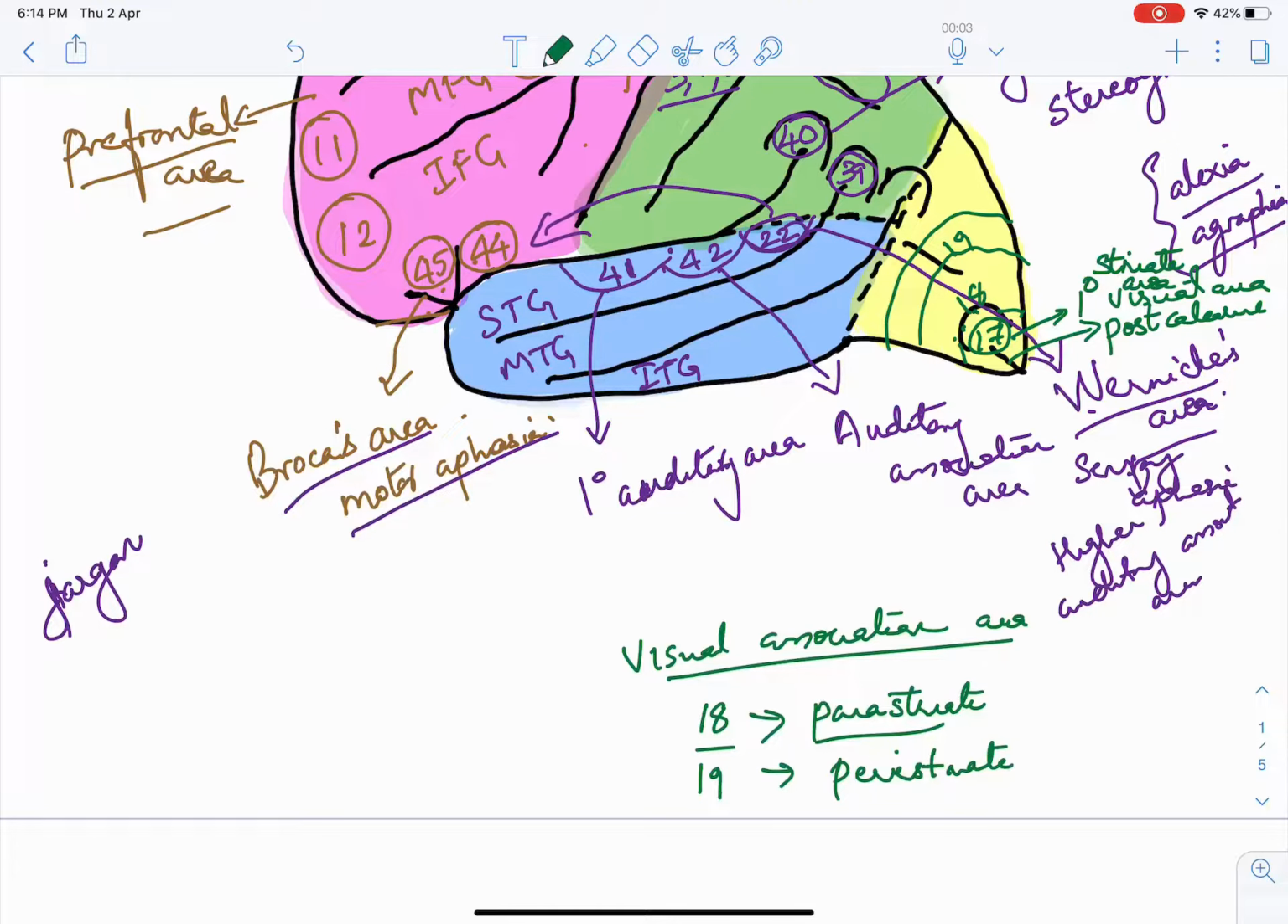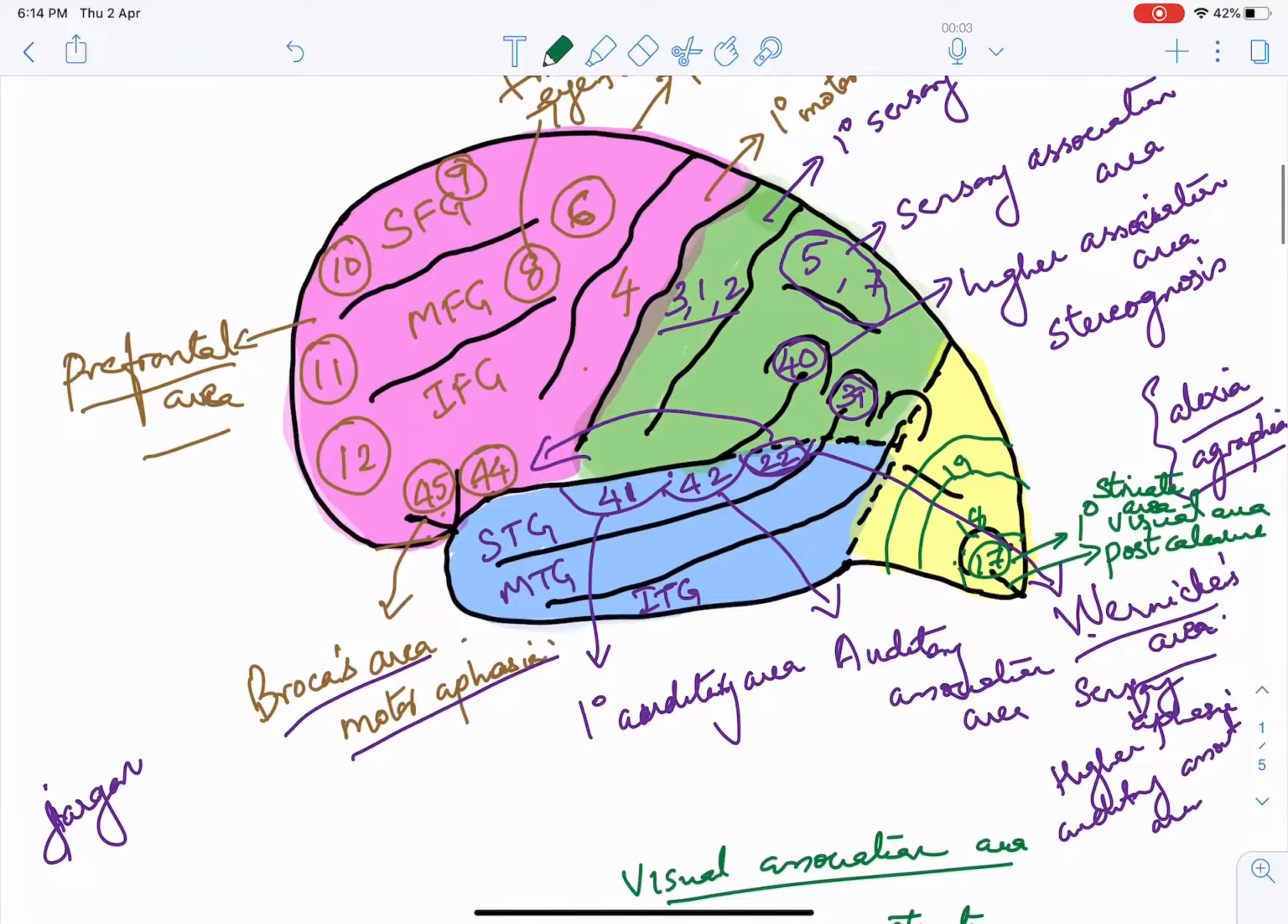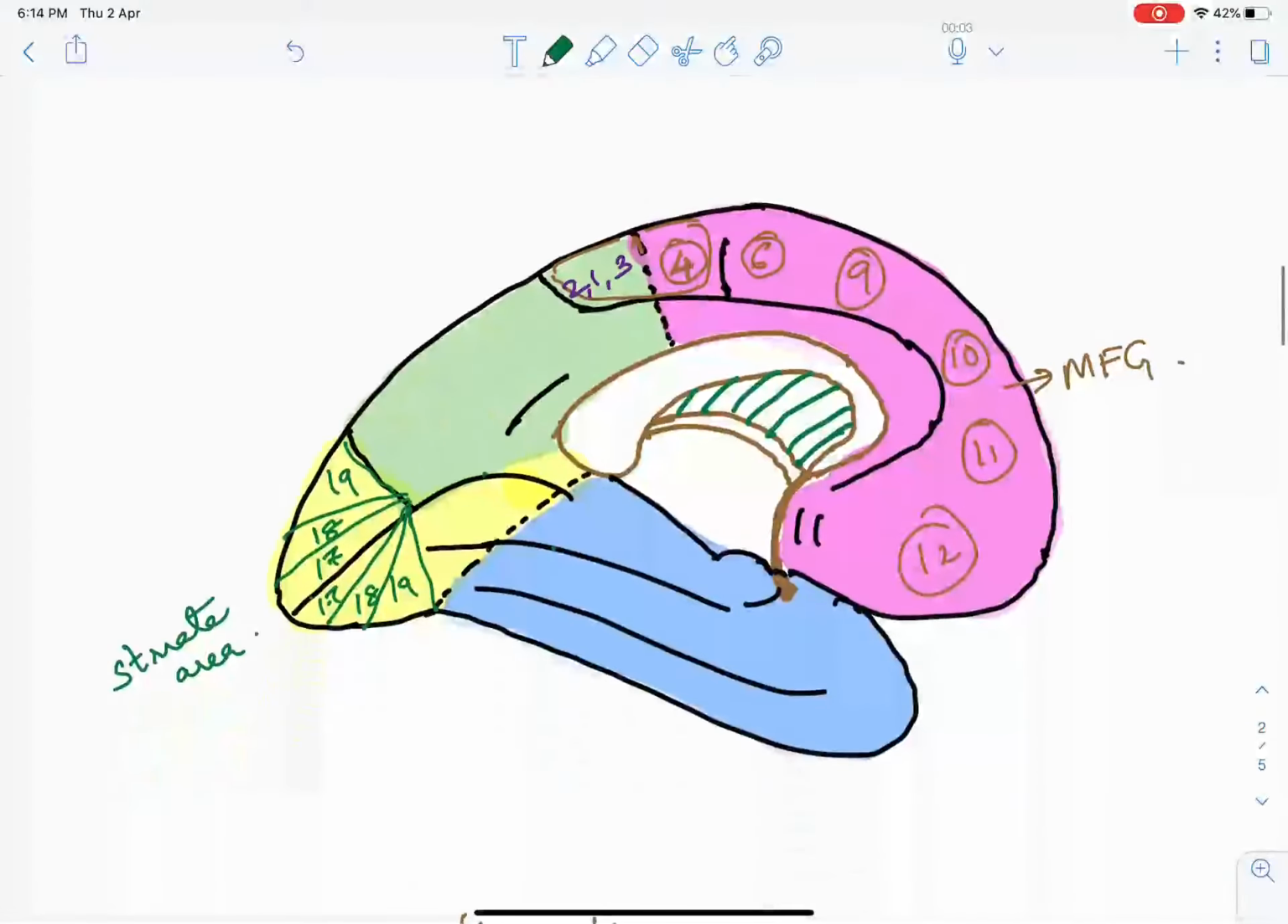Now coming to the medial surface. So we have completed everything in the supralateral surface. Coming to the medial surface, we have studied that area number 4, the primary motor area, has extended into the anterior part of the paracentral lobule, and the primary sensory areas 3, 1, 2 have also extended to the posterior part of the paracentral lobule. So you remember the paracentral lobule. The paracentral lobule is the center for micturition and defecation. It controls the sphincters of the urinary bladder and anal canal, so that is why it is a center for micturition and defecation.